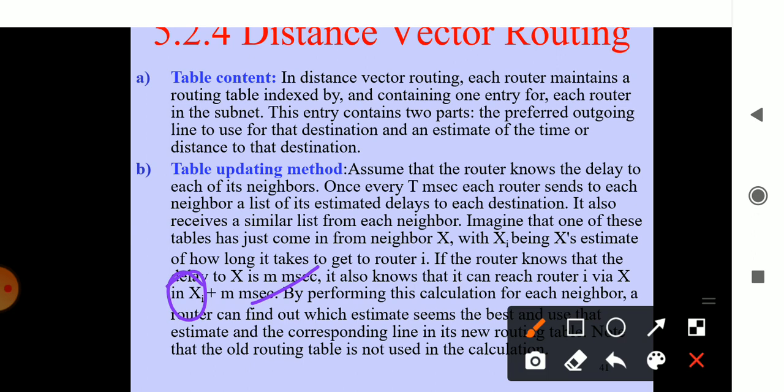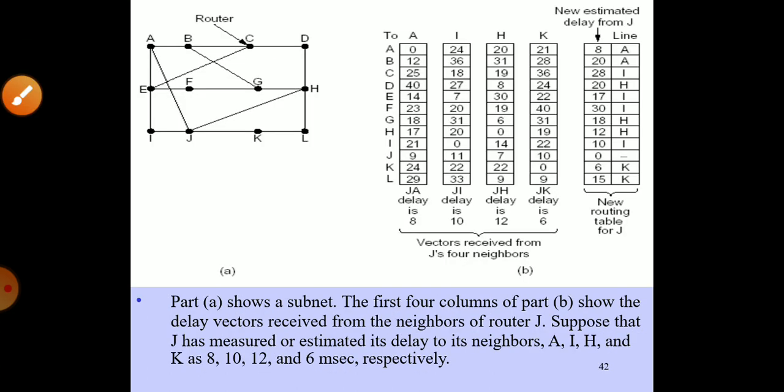One is the table content and the other is the table updating method. Table content is which kind of router, what kind of data, where it is moving, and at what time, that is, the time taken to deliver the information. There may be changes, and those changes will be present in the table updating method. Changes are nothing but the delay that happens, and they are maintained in a separate table. So this is the format of distance vector routing.